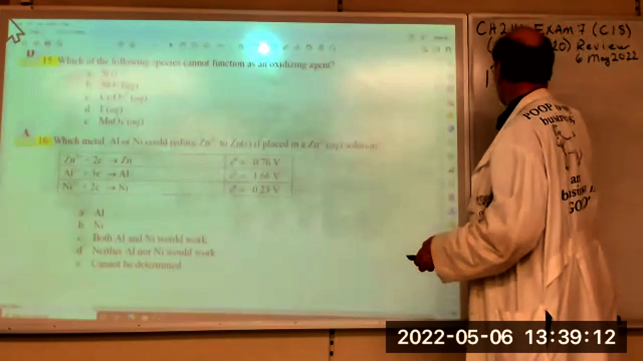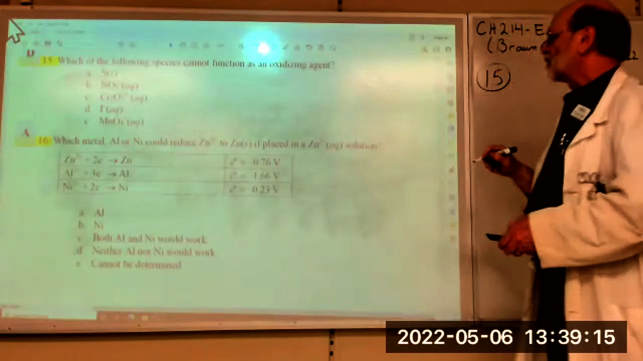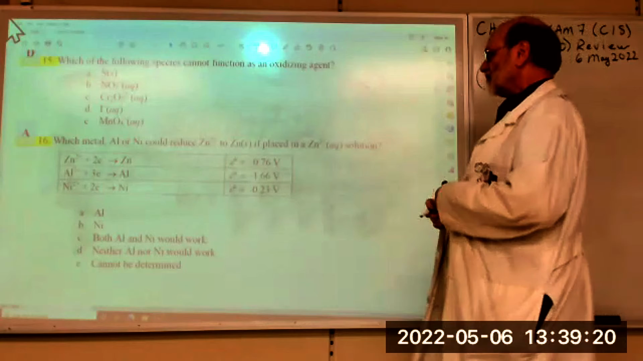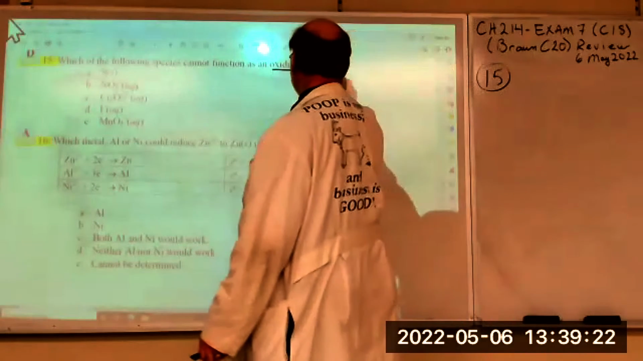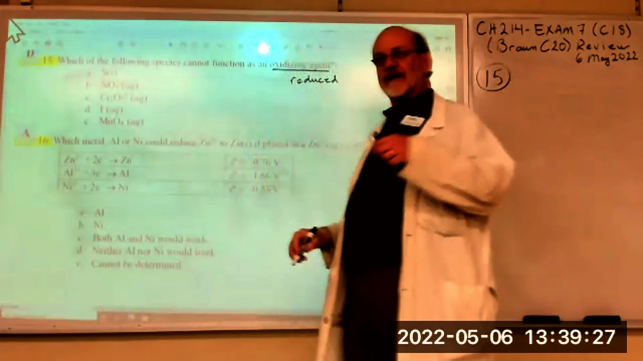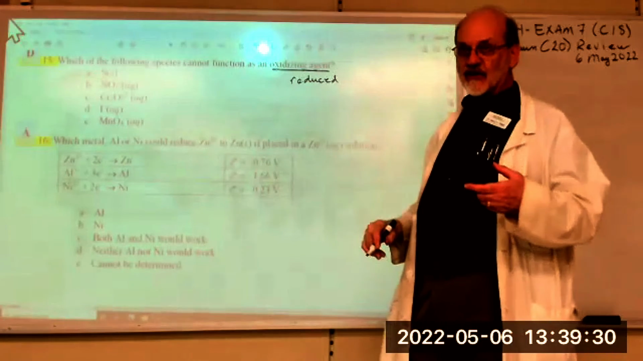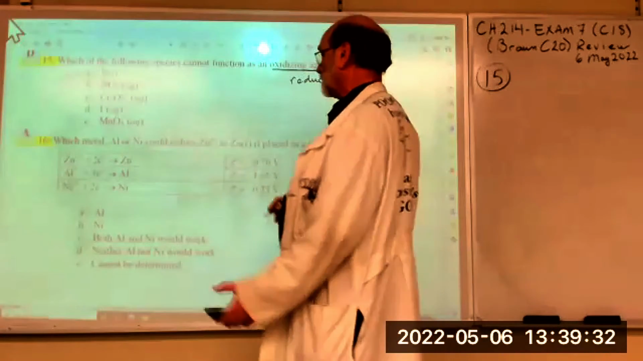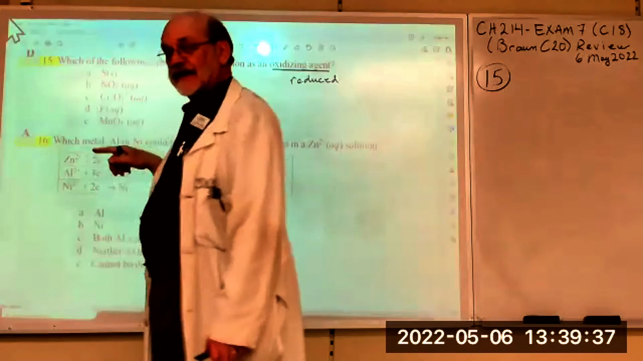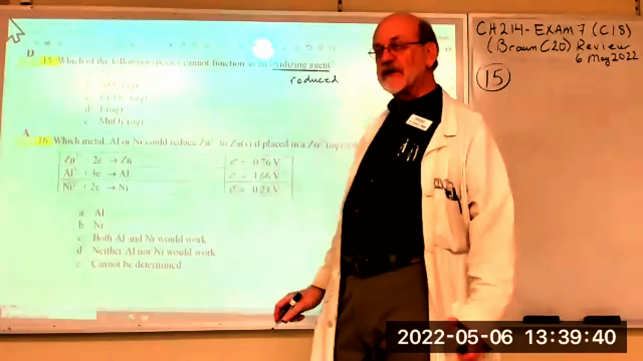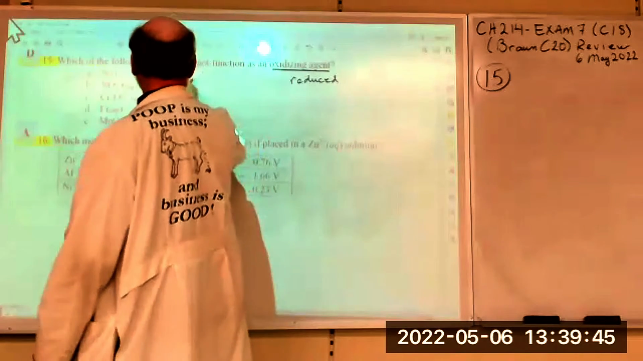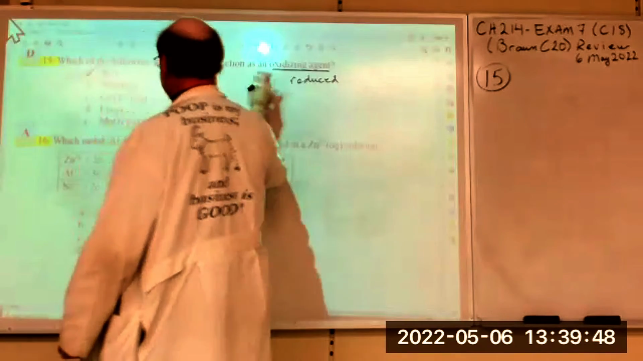15. Which of the following species cannot function as an oxidizing agent? Okay, so an oxidizing agent is reduced. Which one of these cannot accept any more electrons? That's the question, right? So sulfur at 0, can it accept electrons? Yeah, it's a non-metal. They love electrons. So this one will function as an oxidizing agent.